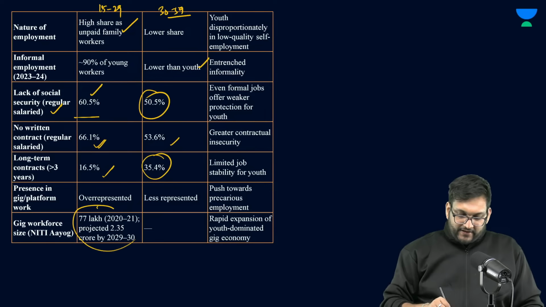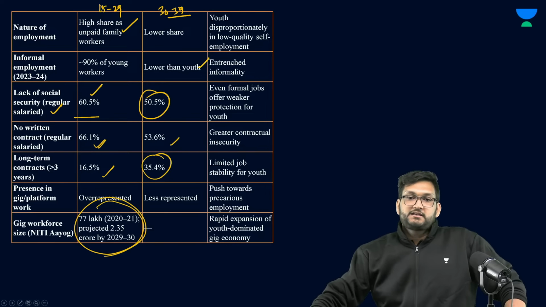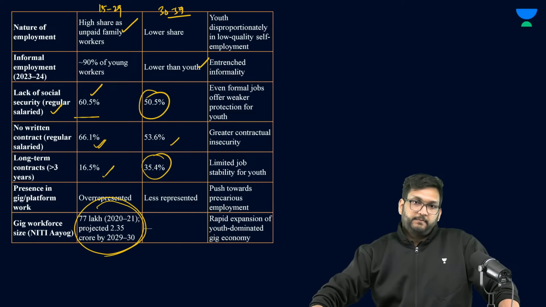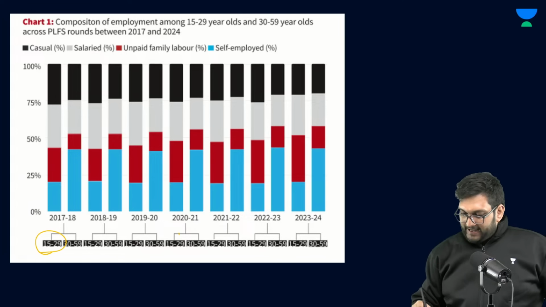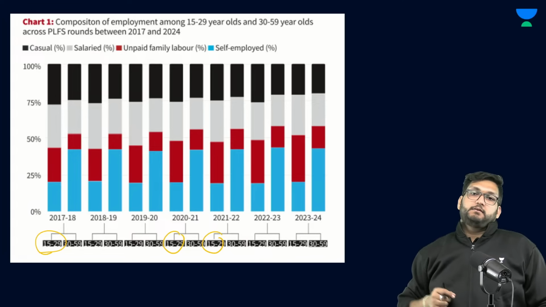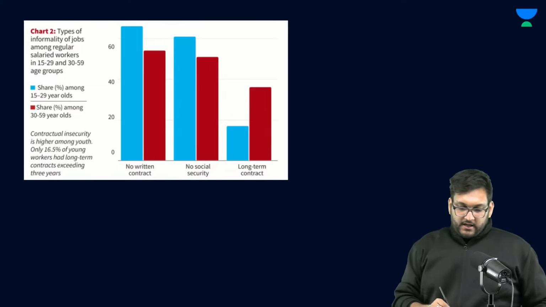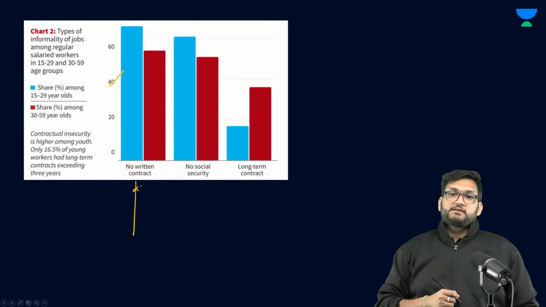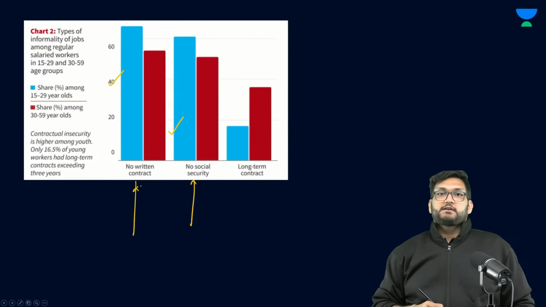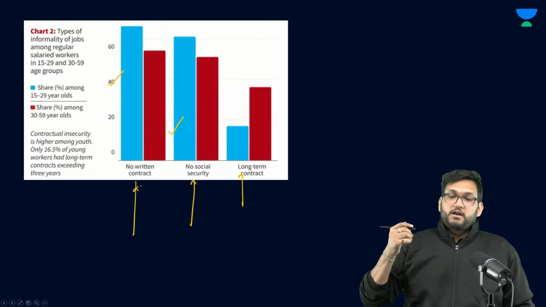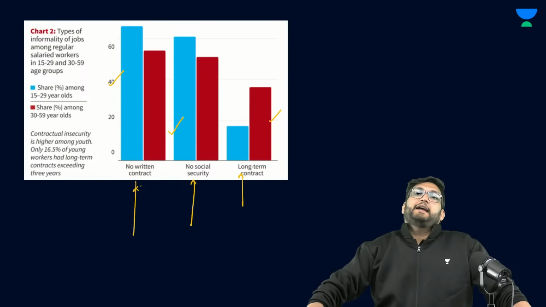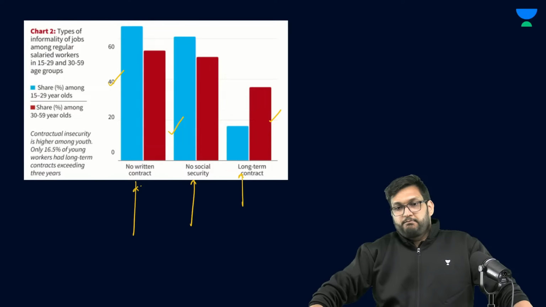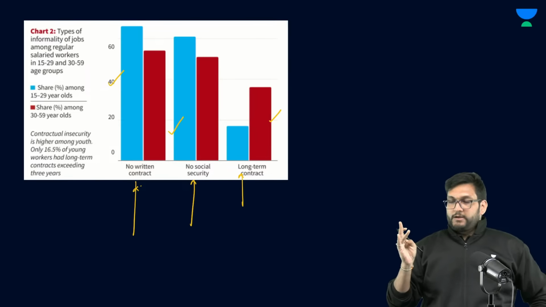There are 77 lakh gig workers in this age, and this will become 2.35 crores. Meaning, if I go by the data, when I am in this bracket, I am more vulnerable. The vulnerability percentage is such: no written contract, higher share for youngsters. No social security, higher share for youngsters. Less of what we call long term contracts for 30 to 59. This is why the whole job market seems like a mess. Pure mess. You are young, you are preparing.